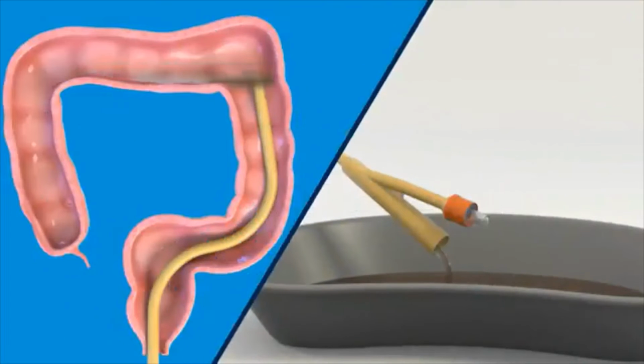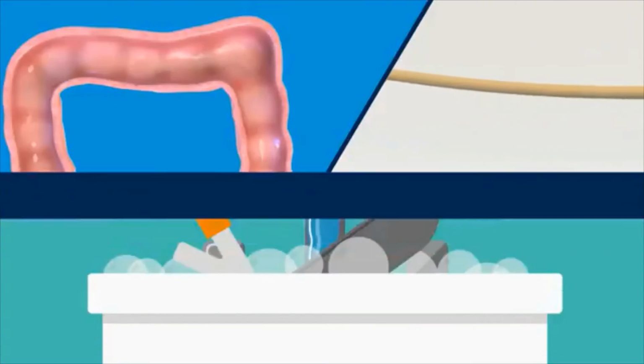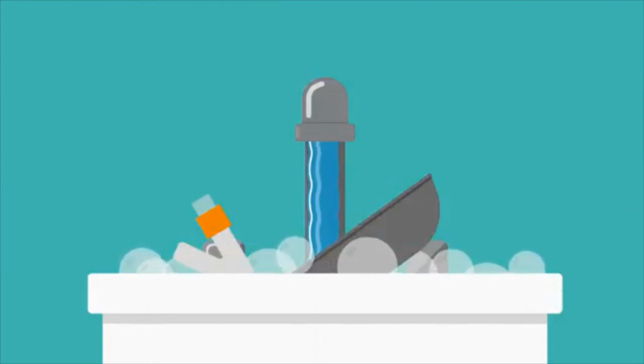Once the drained fluid is clear, remove the catheter from the rectum and wash your supplies with soap and water, then set out to dry. The supplies are reusable.